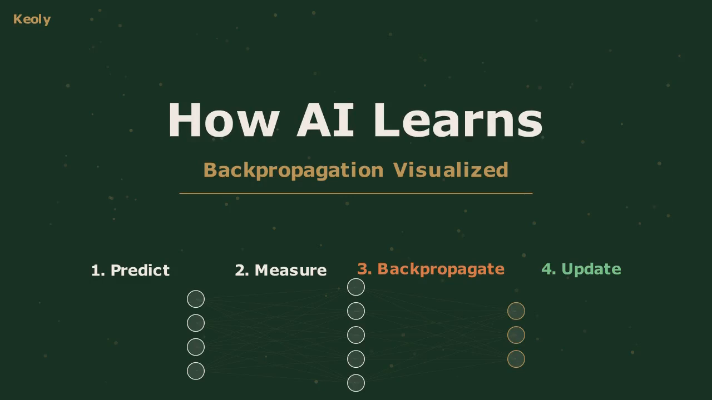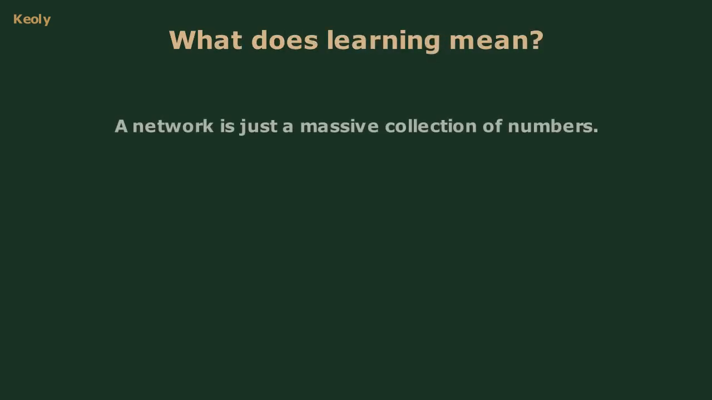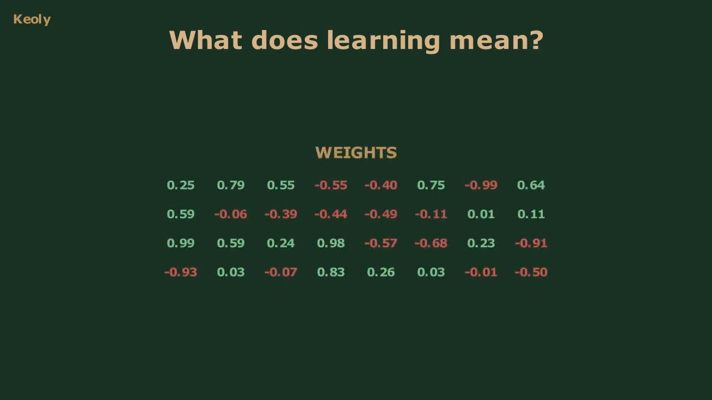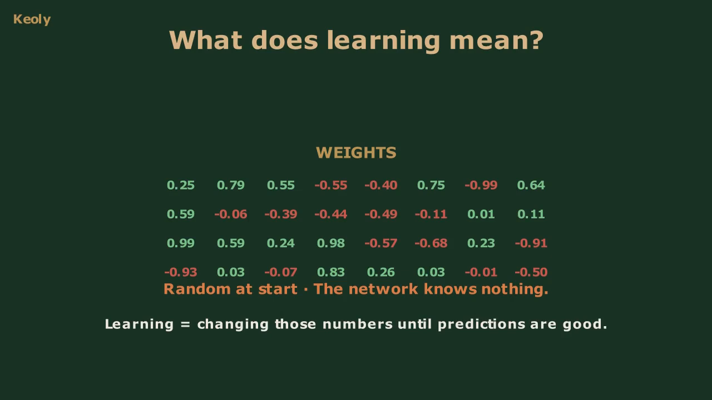Before we get into backprop, let's answer a more basic question. What does it even mean for an AI to learn? A neural network is just a massive collection of numbers. We call them weights. When a network is first created, those weights are random, completely random. The network knows nothing. Learning is the process of changing those numbers very slightly and very carefully until the network starts making good predictions.